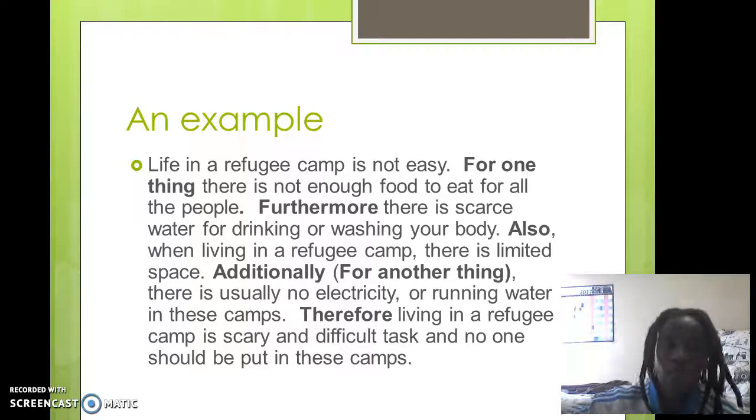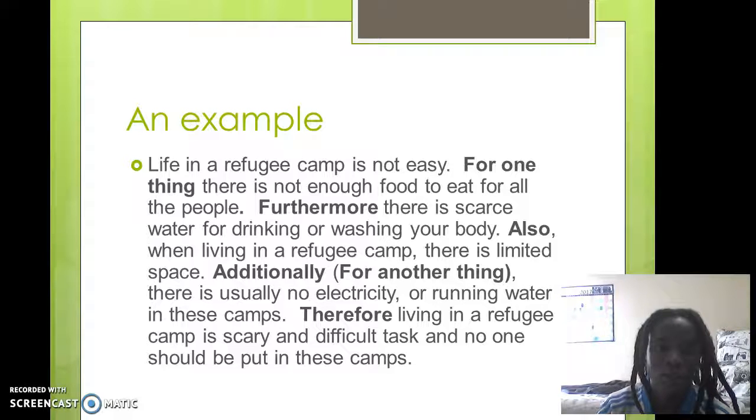Now, here with me I have an example of a short paragraph that has logical connectors within it. And it reads as follows. But now remember, in every paragraph we have a main idea, of which in most cases, if not in all cases, the main idea is the first sentence. And now it reads as follows.